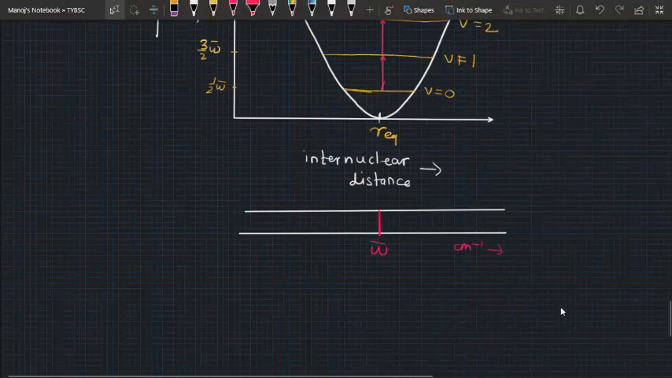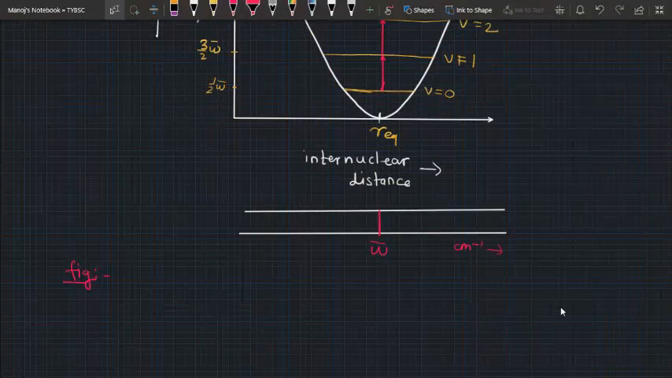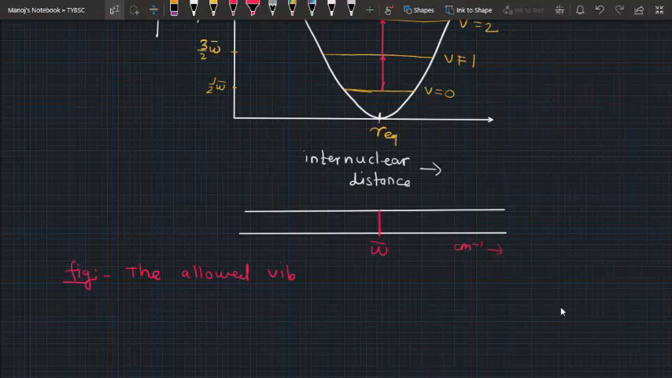You can name the figure below this. The name of the figure is the allowed vibrational energy levels of a simple harmonic oscillator.